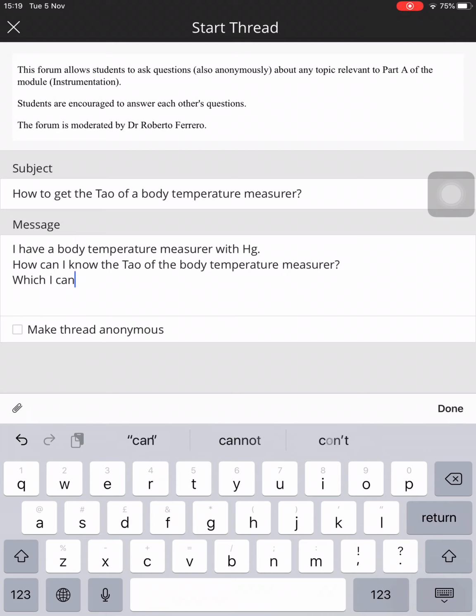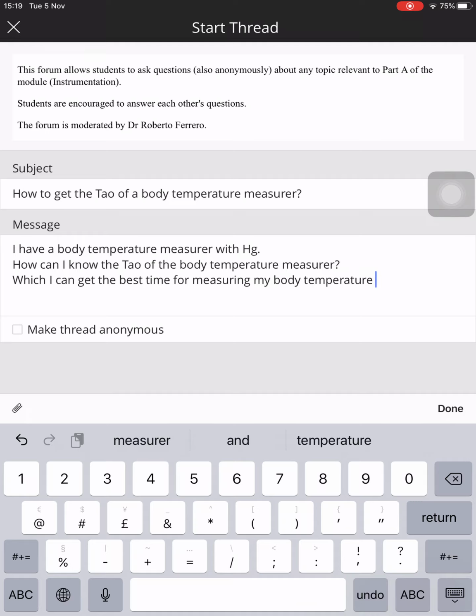I can get the best time for measuring my body temperature.